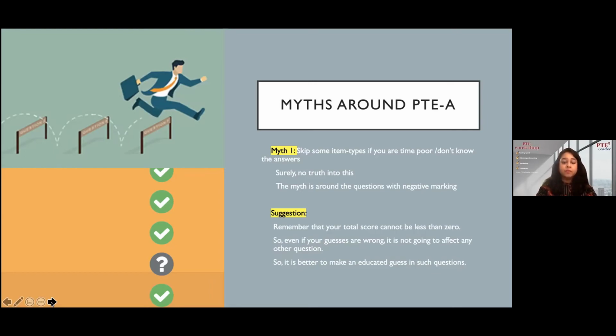In case you didn't hear about it, in case you missed the answer, I'll say read the whole passage and take your educated guess and write something. Even if it's not the correct answer, don't skip anything. So yeah, that's one myth, and that's definitely not true. Always answer all the questions, even if you're not 100% sure about it.